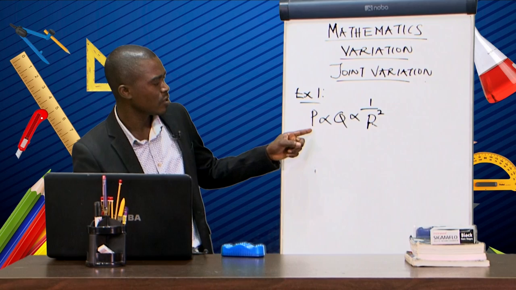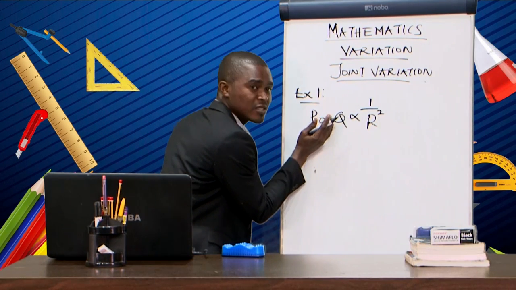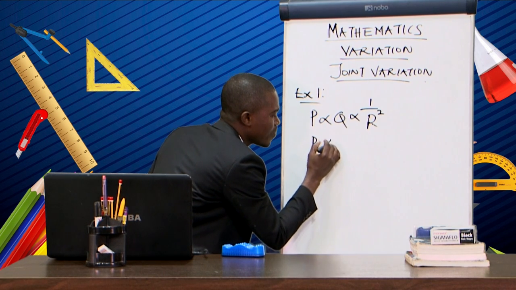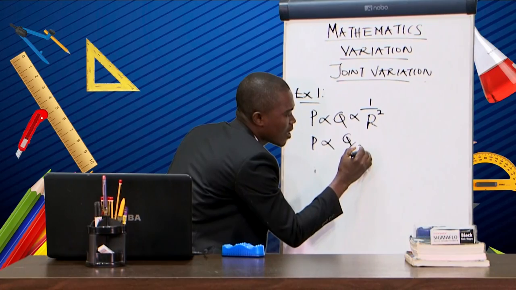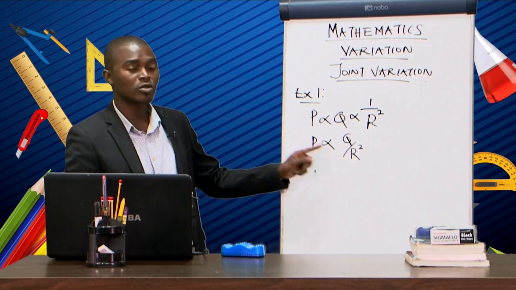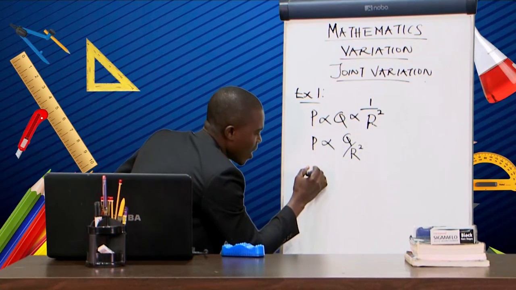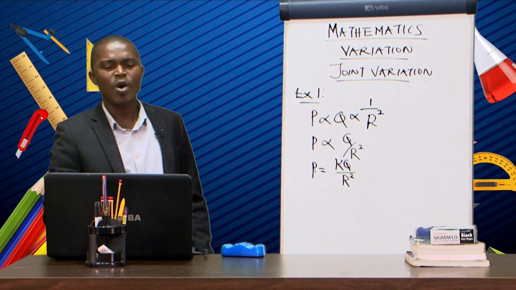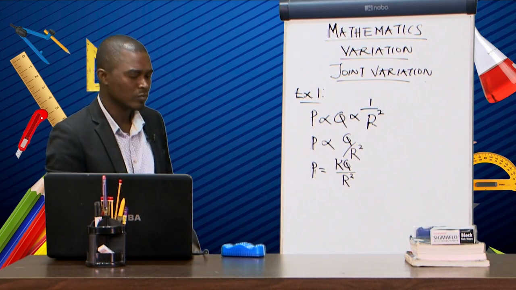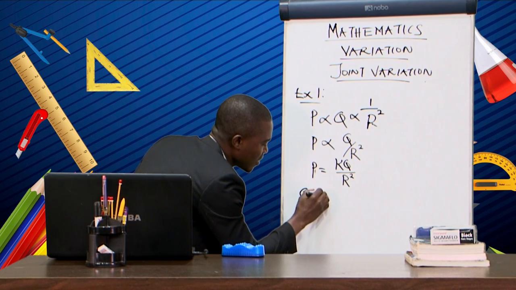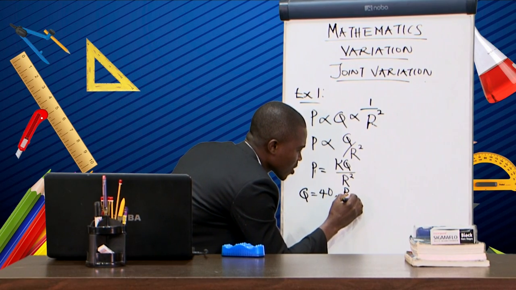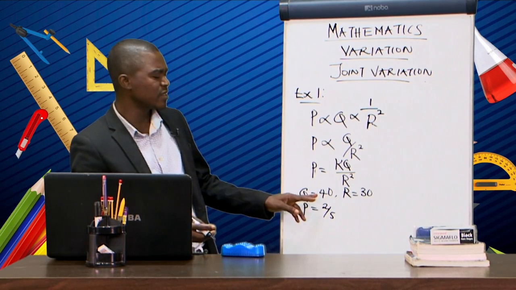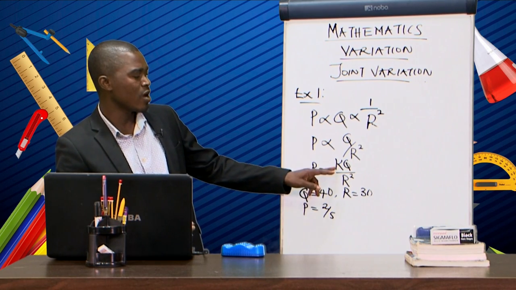And don't forget what we just did. We keep this sign, then we turn this one to multiplication. So Q will multiply 1. So I have P varies directly as Q over R squared. Then the next thing is to change this to equal to, by introducing the constant K. So we have P now equal to KQ over R squared. When you look at that question, Q is equal to 40, R is 30, and P is 2 over 5. And these three values are what we are going to use to get our constant K.